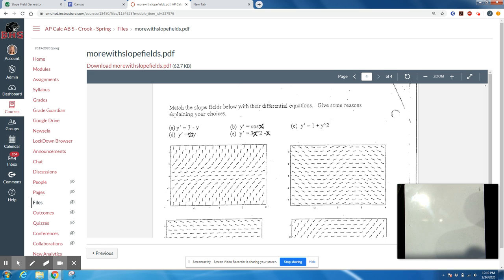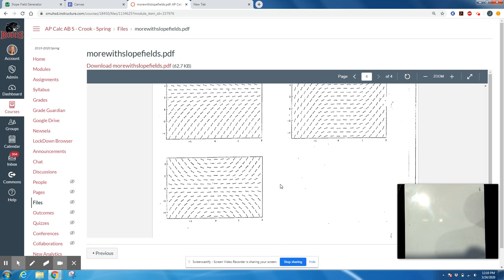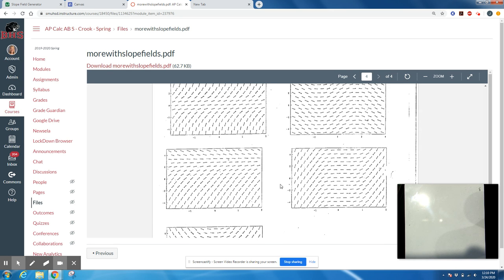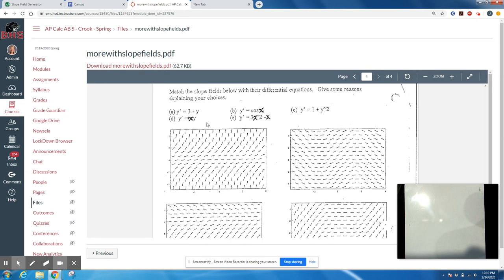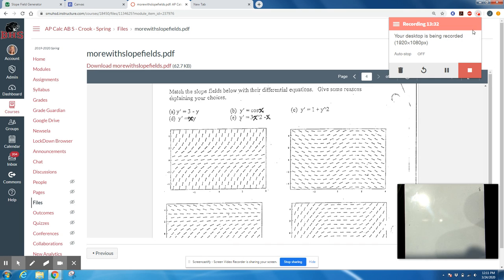For something like xy, you're going to have to think about an x and a y. So you're going to go ahead and think, when x is 0 and y is 0, I want the slope to be 0. When x is 1 and y is 1, I want the slope to be 1, and so on and so forth. I'm going to go ahead and pause because if this is too long, I'm not going to be able to upload it to YouTube. So hopefully this helps. If it doesn't, I'll make a clarifying video.